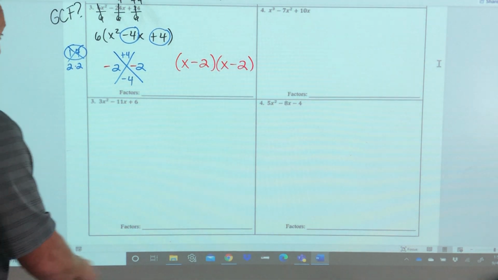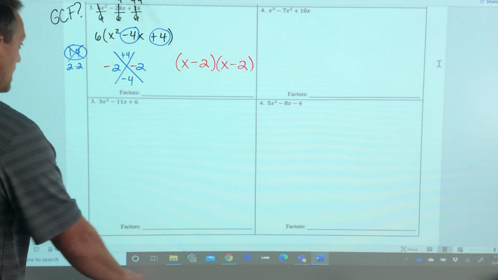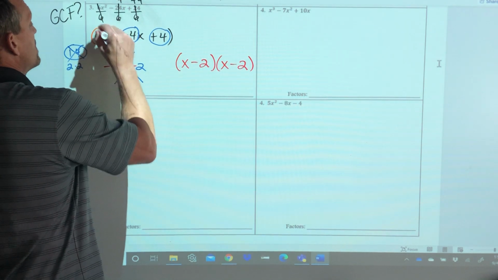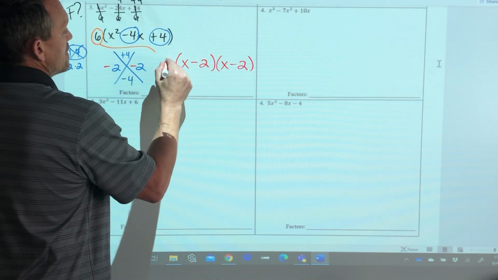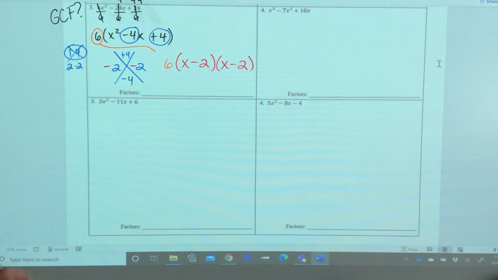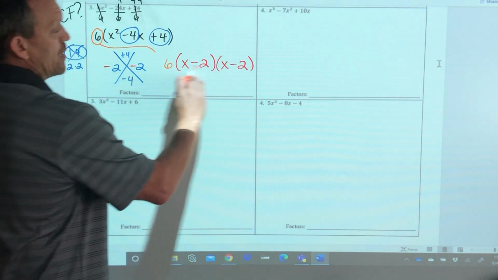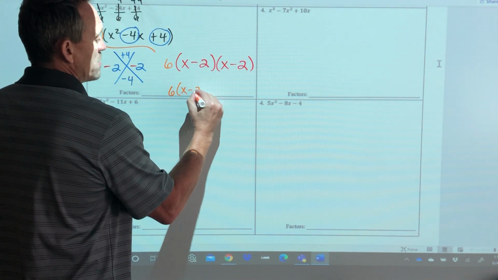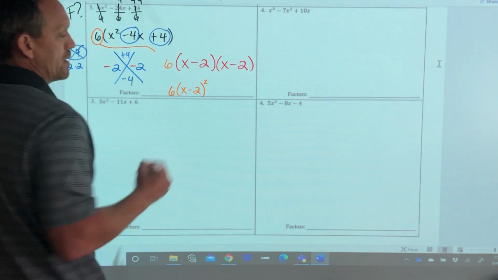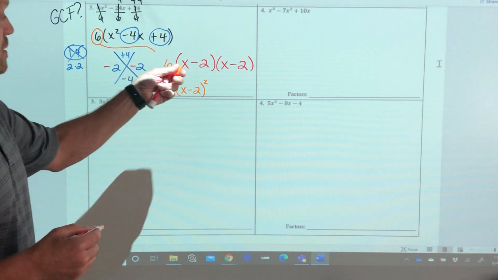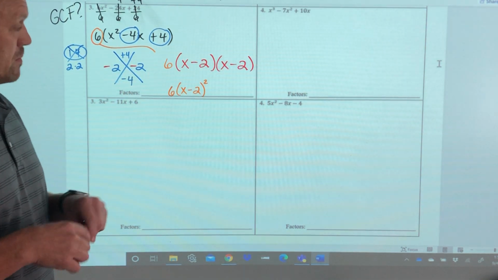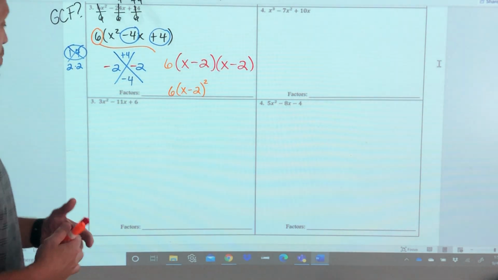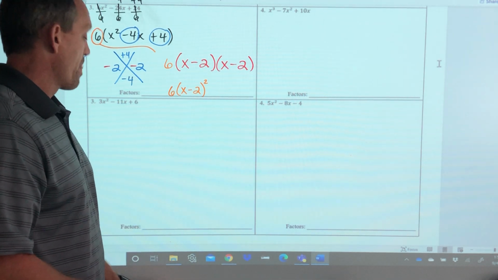However, what have we left off? We cannot forget that 6. Please don't forget that 6. You could write it just like this on the line, or you could rewrite it as x minus 2 squared, because that's what it is. X minus 2 squared. Recognizing that is pretty important, okay?